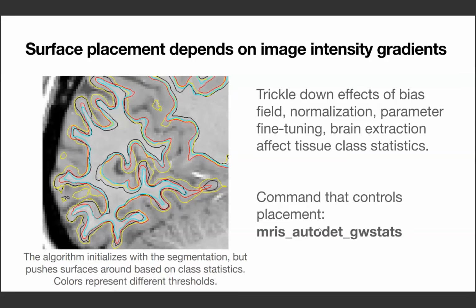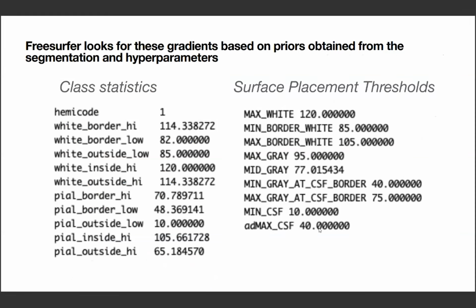The command that controls this placement is called mris_autogwstat. And what it generates is these class statistics, where it tells you what are the values that it found, the average values in the pial border, inside, outside, and it has some surface placement thresholds of where it considers these surfaces should actually be. And it will use these values to then optimally place the surfaces.